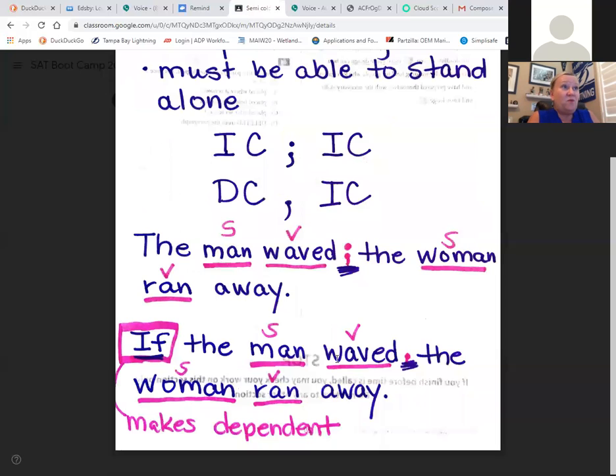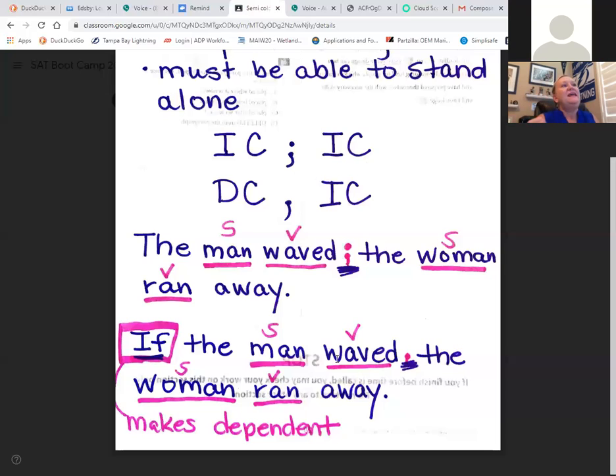If the man waved, the woman ran away. Okay? Can I say the sentence, if the man waved? No, not unless I have a question mark there. And if I have a question mark, I'm not going to use a comma after it or a semicolon after it, right? So the word if makes this clause dependent. It is dependent on something else happening. If the man waved, the woman ran away. Okay, when this happened, this happened.